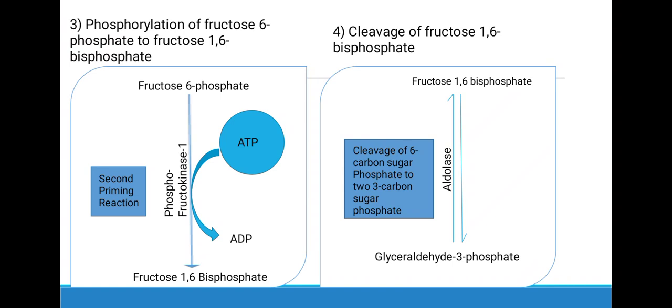Fourth step of glycolysis, cleavage of fructose 1,6-bisphosphate. Fructose 1,6-bisphosphate is reversibly cleaved with the help of the enzyme aldolase. In this reaction, the 6-carbon sugar phosphate is cleaved to 3-carbon sugar phosphates. Fructose 1,6-bisphosphate is broken down by aldolase into the C3 compounds glyceraldehyde 3-phosphate and dihydroxyacetone phosphate.